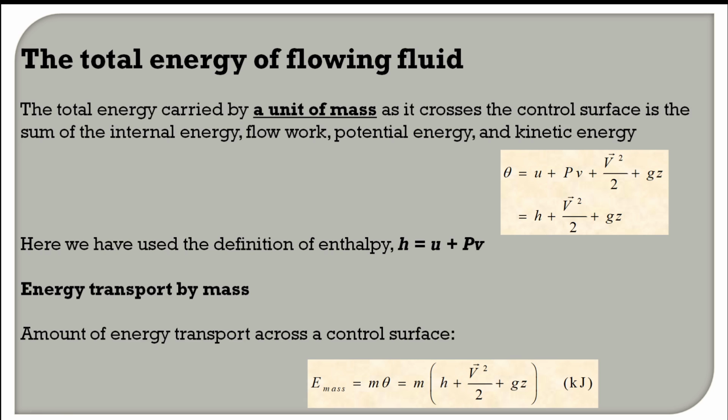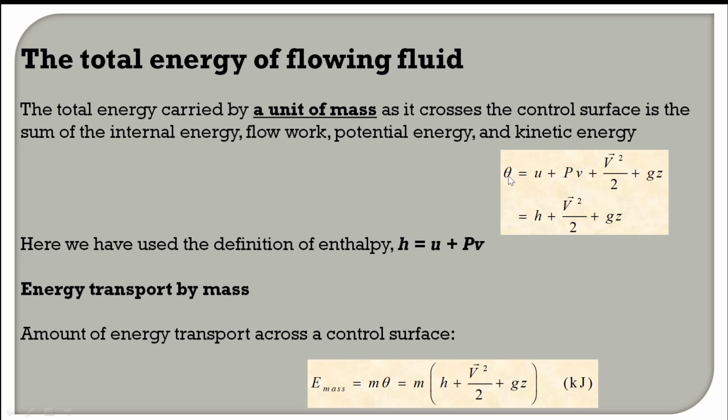Now the total energy of the flowing fluid is the energy carried by a unit of mass as it crosses the control surface, that is the sum of internal energy, flow work, as we have discussed now, potential energy and kinetic energy. So there will be internal energy, you know that, U, potential energy PE, and kinetic energy KE. In addition to that, since it is an open system, there will be flow work. So internal energy, kinetic energy, and potential energy were the same as in the case of a closed system. So in addition to that, we have now flow work, that is Pv.